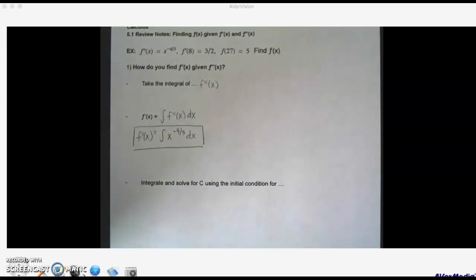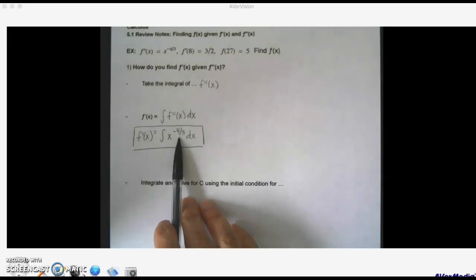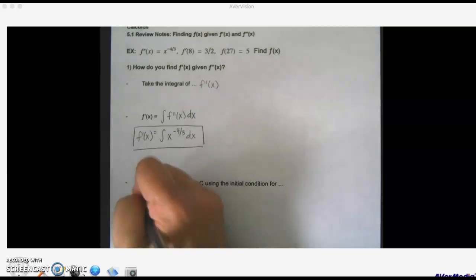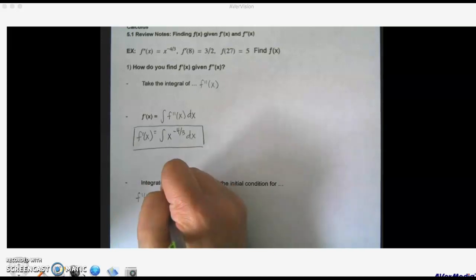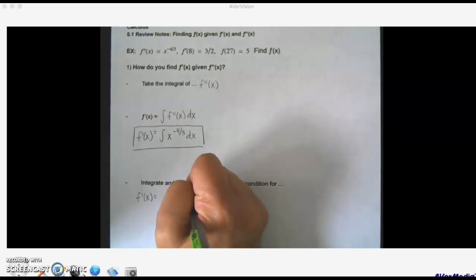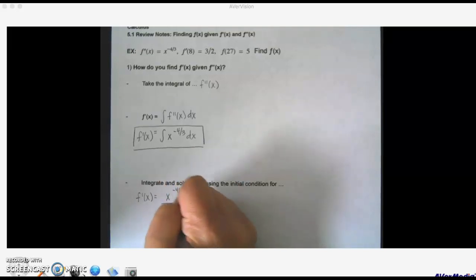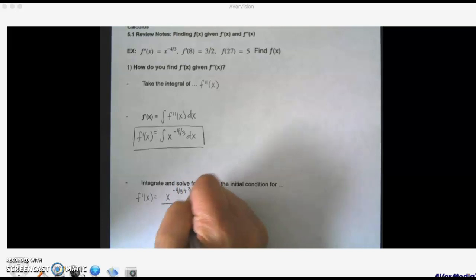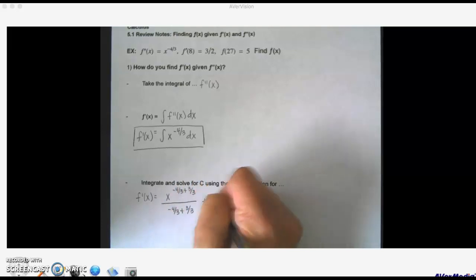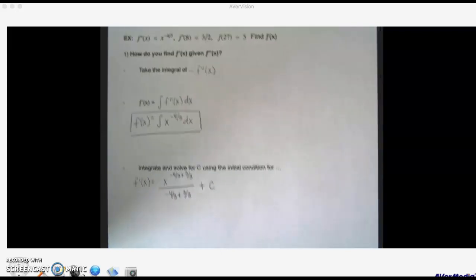Now remember, to take the integral of a simple power rule, we're going to add 1 to the exponent and divide by that exponent. So to solve for it, we're going to say f prime of x equals x to the negative 4/3, add 1 to it, divided by that same exponent. And you could do this in your head if you wanted to. And then don't forget that plus c, because we're going to be solving for that c value later.